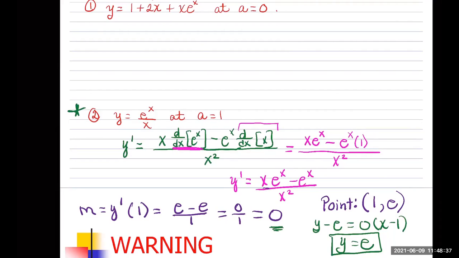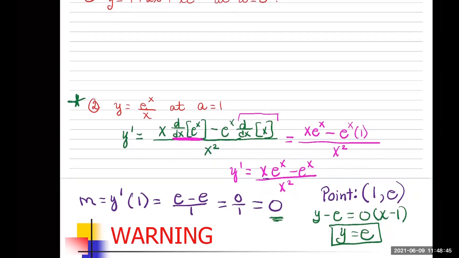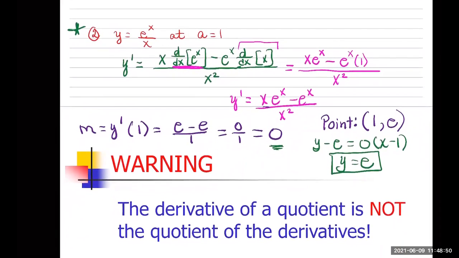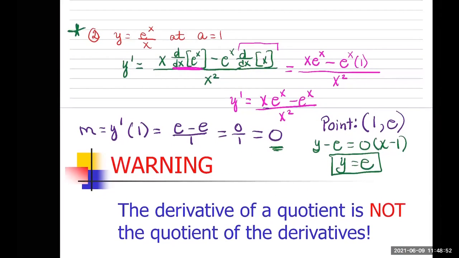Any questions about that example? So I have that big red warning there, but I've already said it. The derivative of a quotient is not the quotient of the derivatives. When you find the derivative of this, you can't just say it's the derivative of the top over the derivative of the bottom.